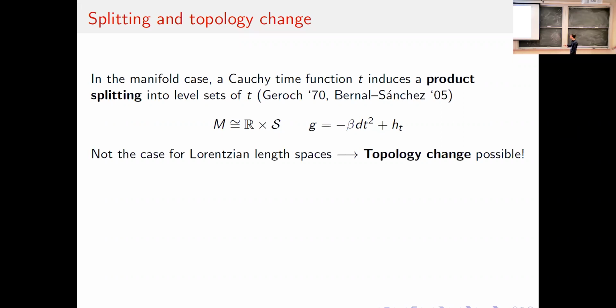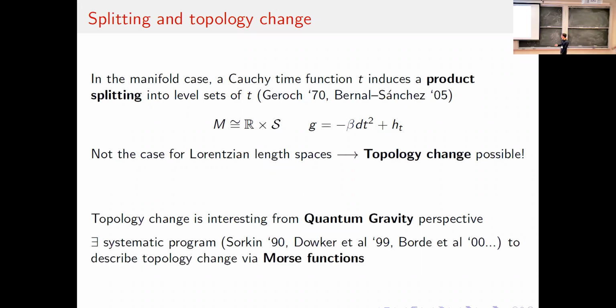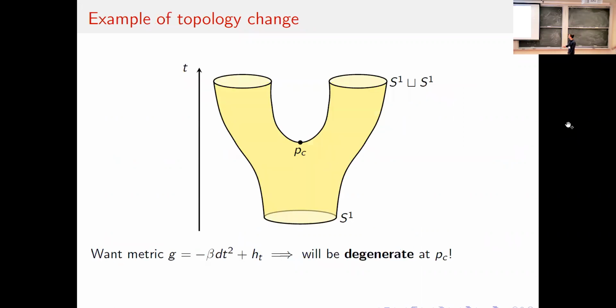And the idea of topology change was considered in the quantum gravity community already before Lorentzian length spaces existed. And in particular, there is a systematic program by Sorkin and others, Dowker, Borde, who wanted to study topology change in a systematic way using Morse functions. And I have an example on the next slide.